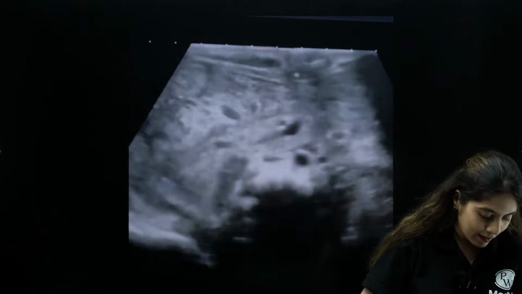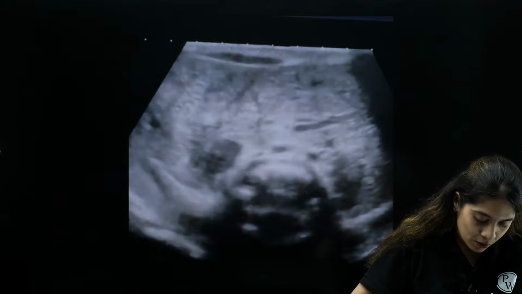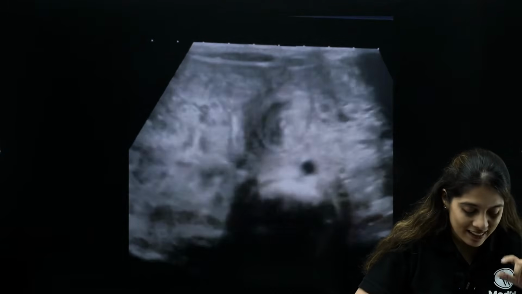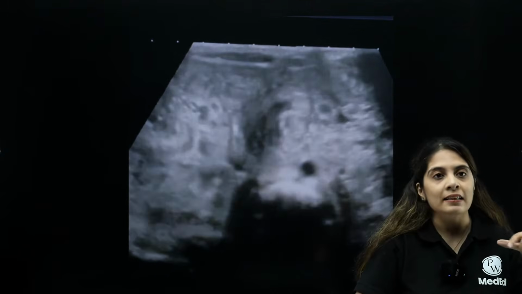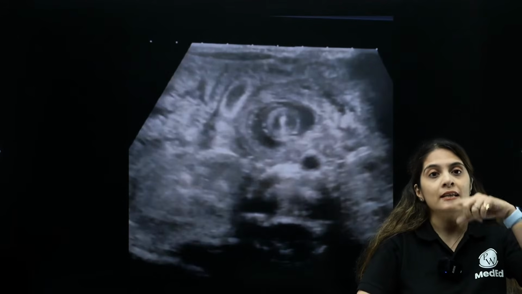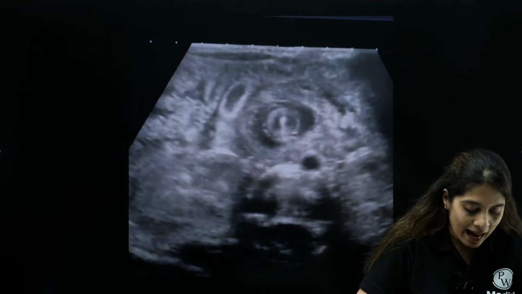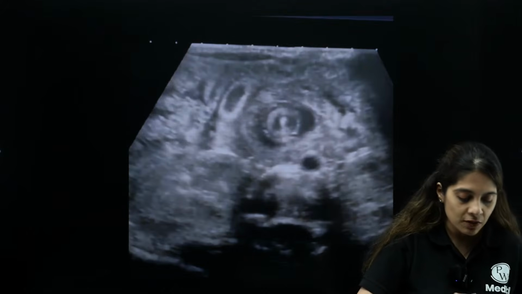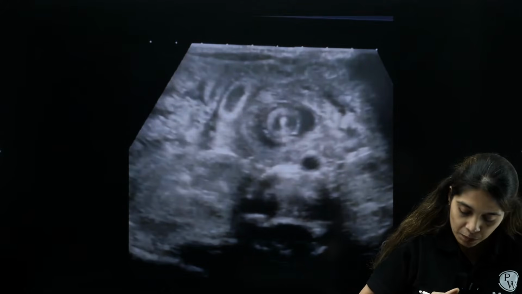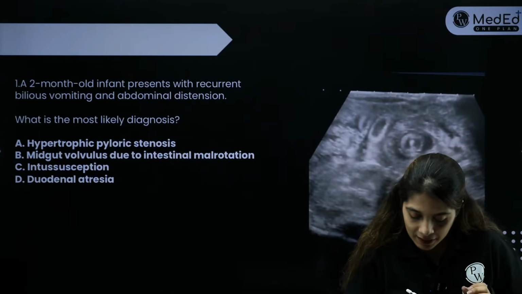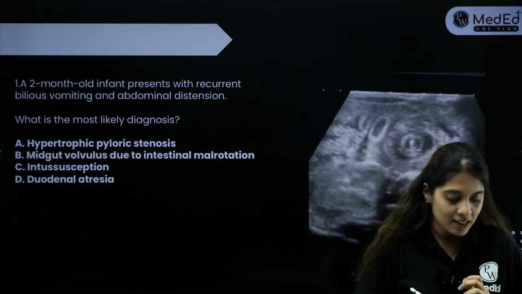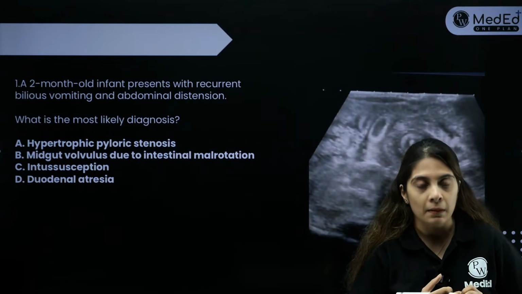Okay, so I will just highlight what we are seeing over here. Can you see this twisting? This twisting is nothing but twisting of the superior mesenteric vein. This anechoic tubular structure which you are seeing is the superior mesenteric vein. Yes, Ricky, very good. It's volvulus. Yes, it's midgut volvulus due to intestinal malrotation.